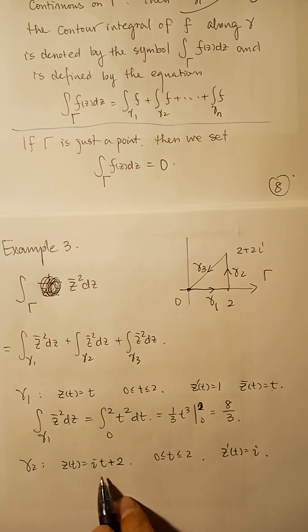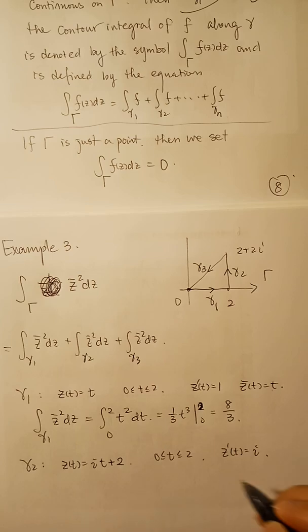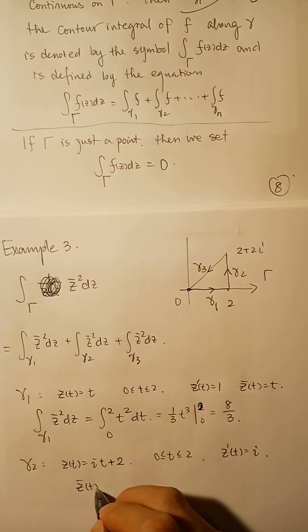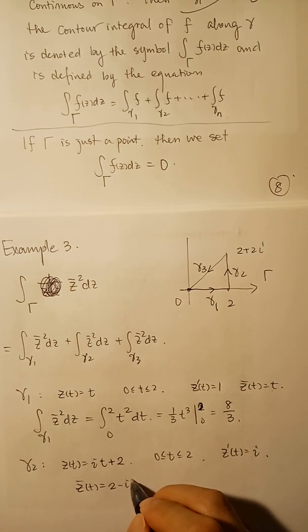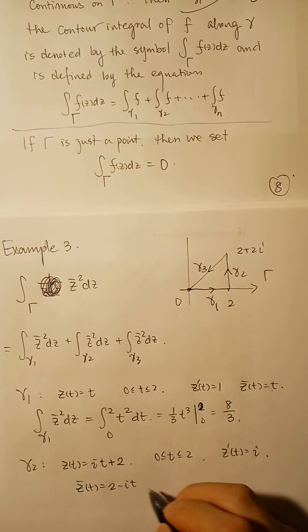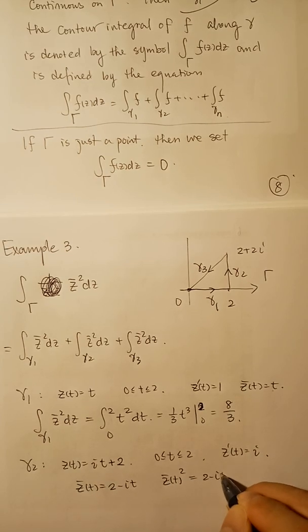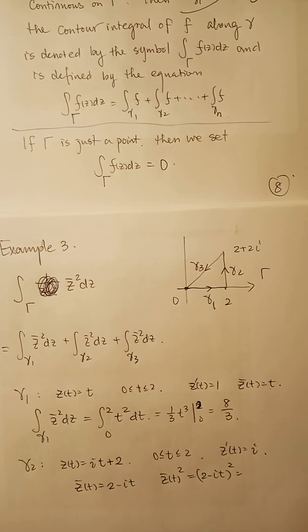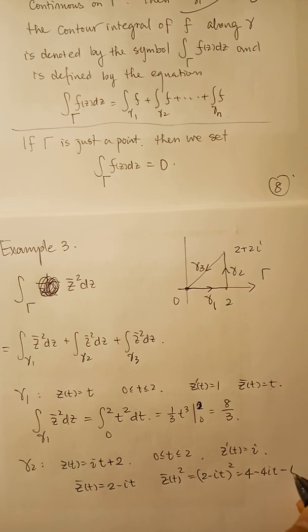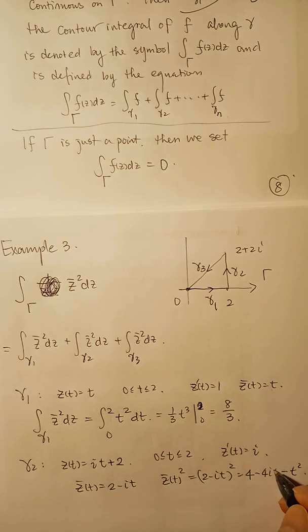Z prime is i. Then z bar of t is 2 minus it. This is z. Z bar is 2 minus it. Then z bar squared is 2 minus it squared. What is 2 minus it squared? It is 4 minus 4it and minus t squared. Okay? 4 minus 4it and minus t squared.